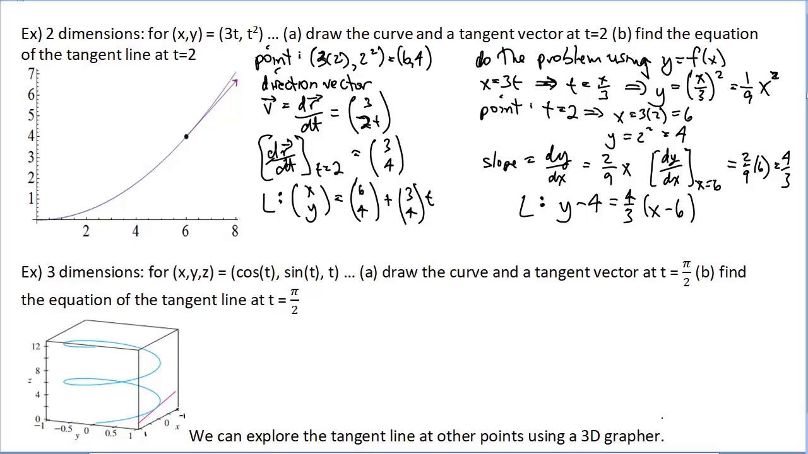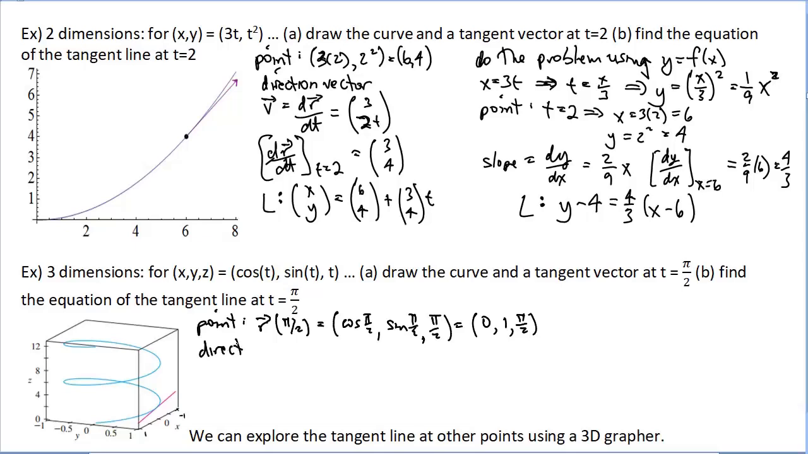Now we're going to get into our calculations. Once again, to write the equation of the line in vector form, we need a point and a direction vector. So let's get it. First, the point. We need our function at pi/2. That gives us ⟨cos(pi/2), sin(pi/2), pi/2⟩, and that just equals ⟨0, 1, pi/2⟩. So there's our point.